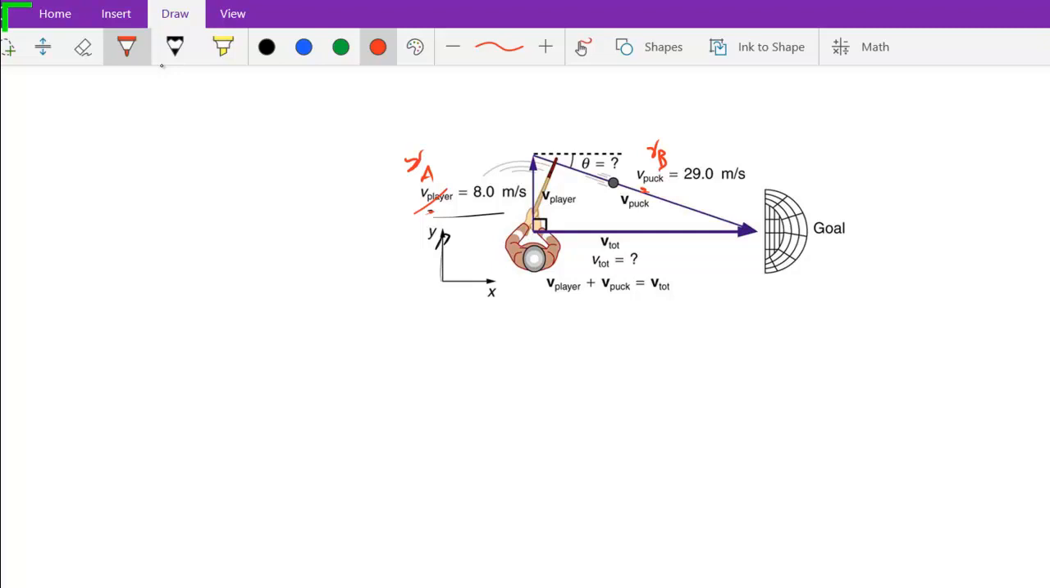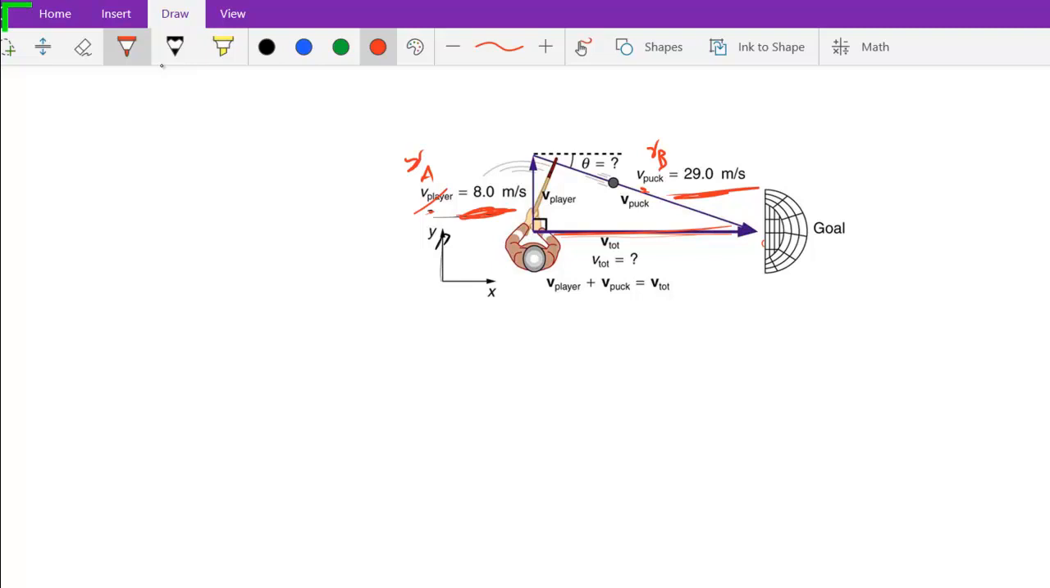And let's say we're moving off at 8 meters per second, and we want to hit the puck. We know we're going to hit the puck with a speed of 29 meters per second, and we hit the puck when we are horizontal with the goal here, but because of our forward velocity of 8 meters per second, we're going to have to hit the puck behind us a little bit in order to hit the goal.